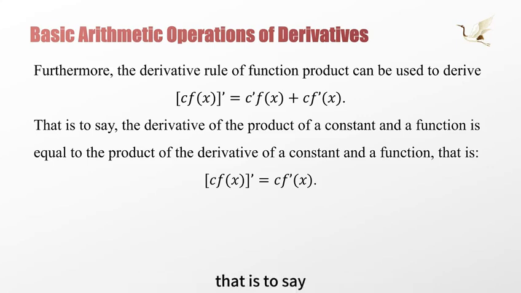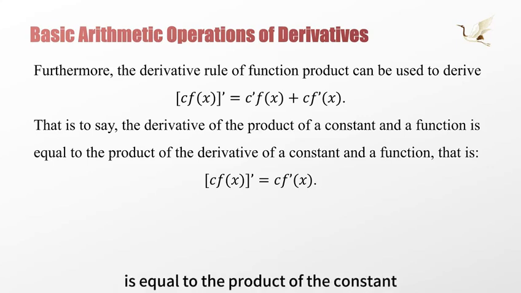That is to say, the derivative of the product of a constant and a function is equal to the product of the constant and the derivative of the function. This is equivalent to a special case derived from the product of two functions. Everyone can give it a try and see if they can get some more corollaries and inferences, such as the derivative formula for the reciprocal of a function.